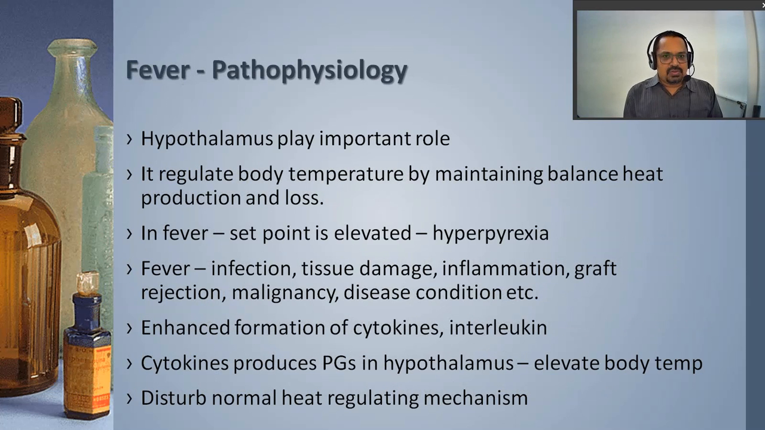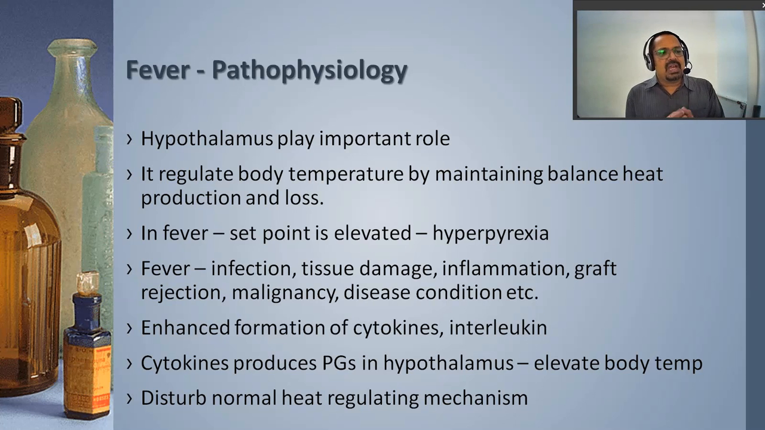Next is the pathophysiology of fever as such. We are very well aware from anatomy and physiology that the hypothalamus plays a very important role in the management of body temperature. It regulates the body temperature by maintaining the balance between heat production and heat loss. These two aspects are managed by the hypothalamus. In a fever, what happens is that the set point in the hypothalamus is elevated. It is set at a higher level, and this is also known as hyperpyrexia or elevated body temperature.